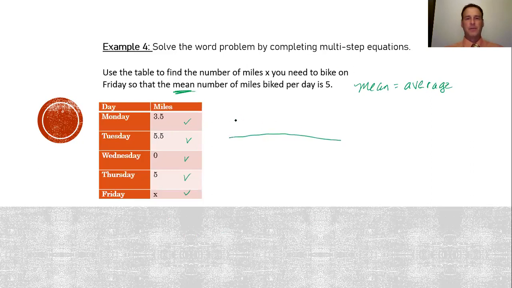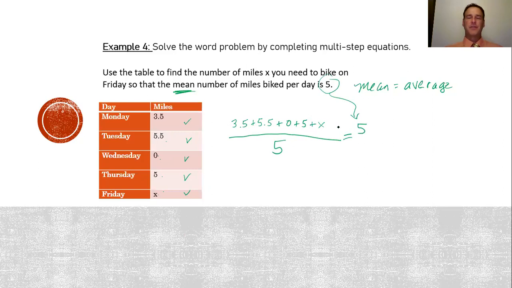That's bad. 3.5 plus 5.5 plus 0 plus 5 plus x. Divide by the number of values you have. And if I look, I got 1, 2, 3, 4, 5. 0 is still a value, even though there's no context to it other than it's just 0, okay? And same thing with x, you're gonna write that in there too. We're gonna divide by all 5 of those. And in the end, it's supposed to equal this number.